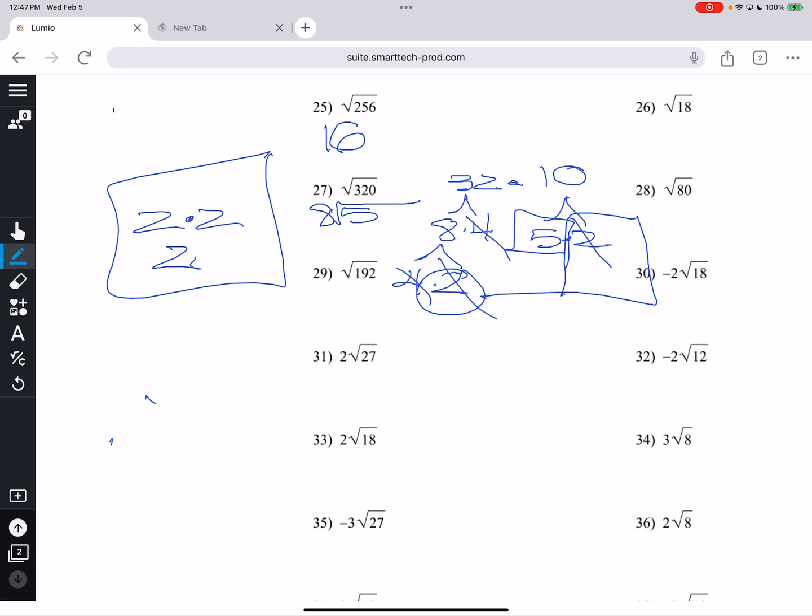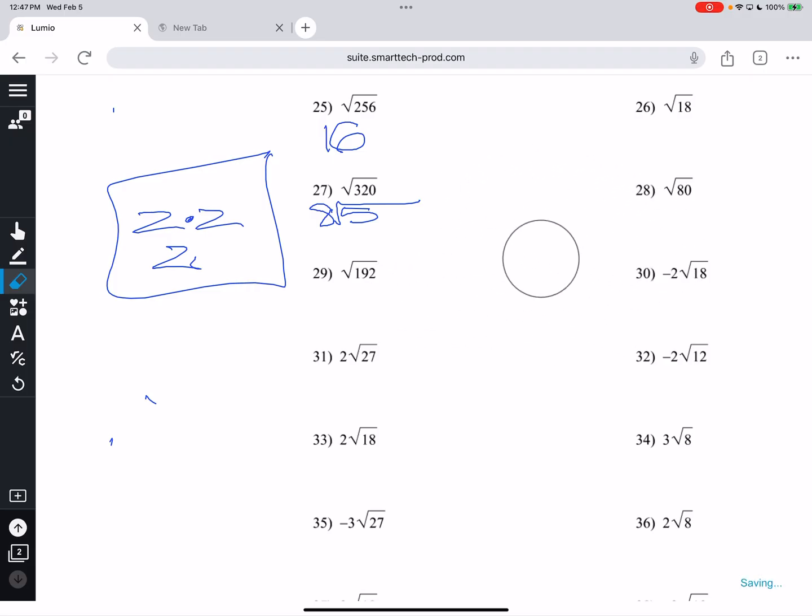I did 5 and 8, but I still got something. Yeah, you would. All right, erasing. 192. What could we do for 29? 3 times 64. I hope you looked on the front page. 6 and 32. 8 and 3. 8, radical 3. Thank you.